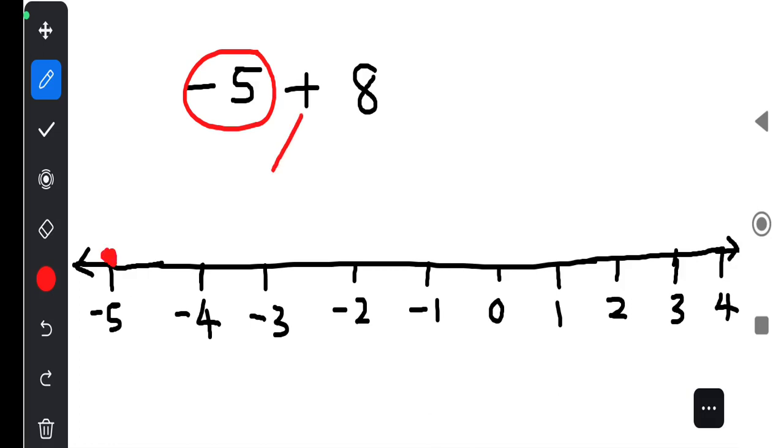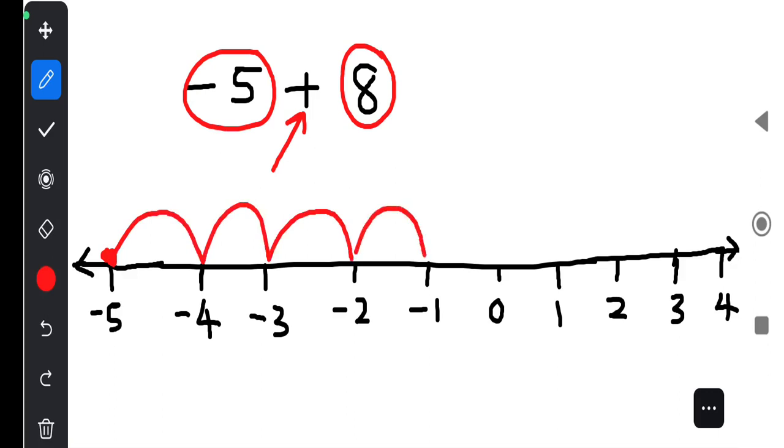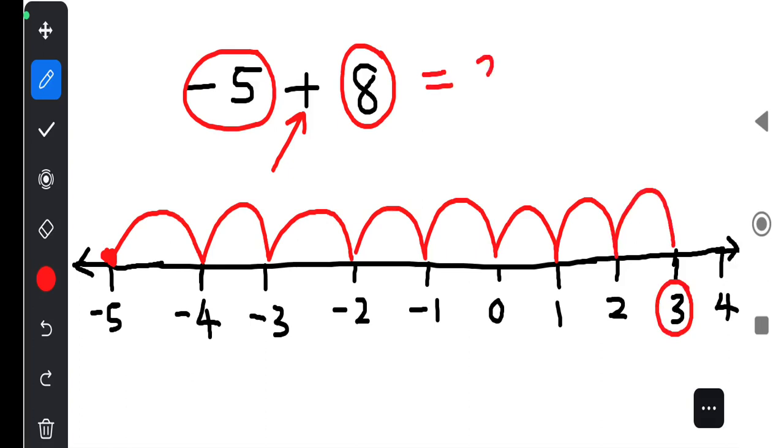This plus that the arrow is pointed to simply means we should move to the right. How many times are we going to move to the right? We'll move 8 times. Now let's do that quickly. You have 1, 2, 3, 4, 5, 6, 7, 8. After moving 8 times, we ended at 3. That means that the answer is 3.